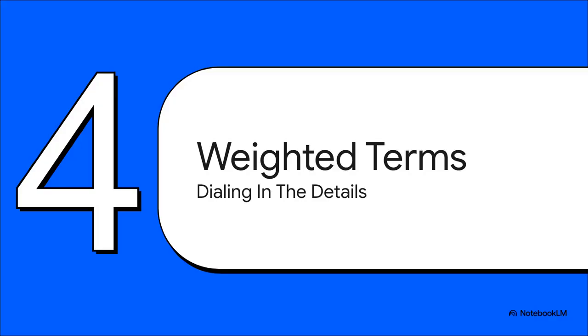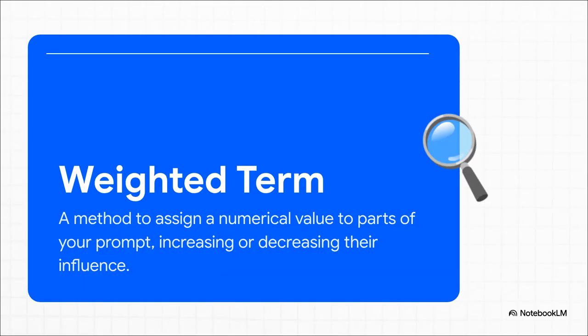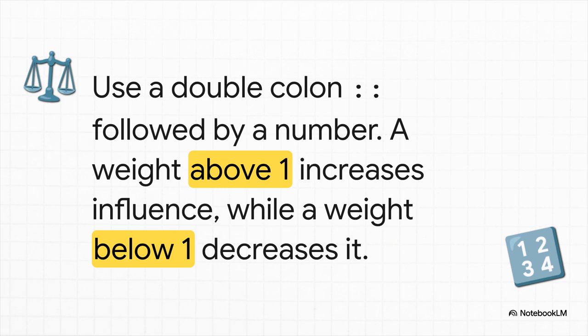Okay, but what if you don't want to completely remove something? What if you just want to turn its volume up or down a little bit? Well, for that, you use weighted terms. See, by default, every word you type has the same amount of influence, a weight of 1. But this technique lets you get in there and mess with the dials, giving you super precise, granular control over the final picture. The way you do it is with a double colon and then a number. So a number above 1 cranks up the influence, and a number below 1 dials it back down. Simple as that.